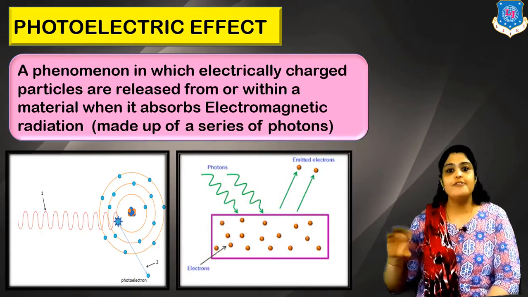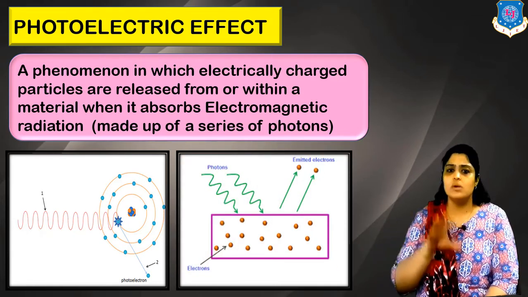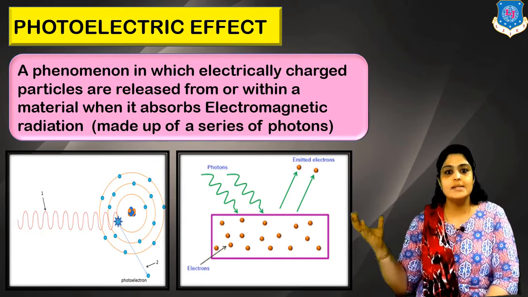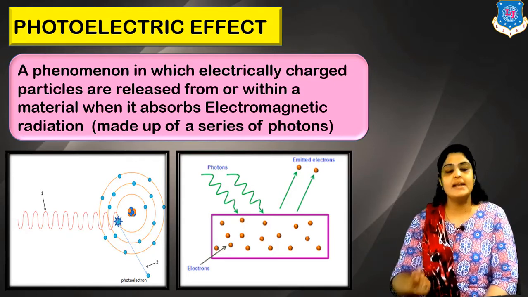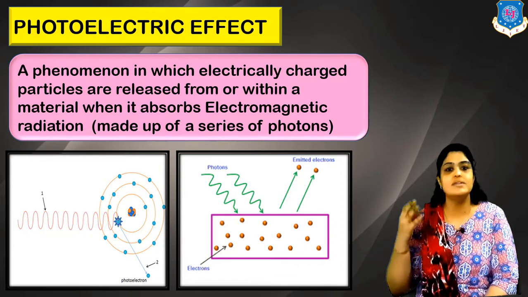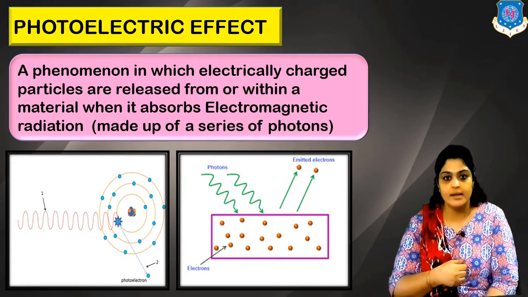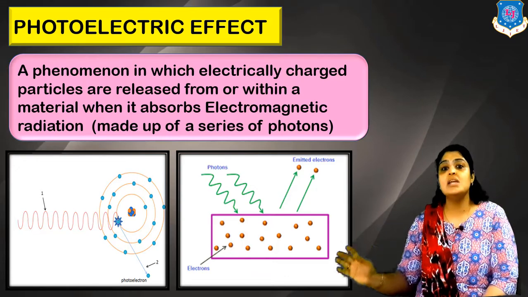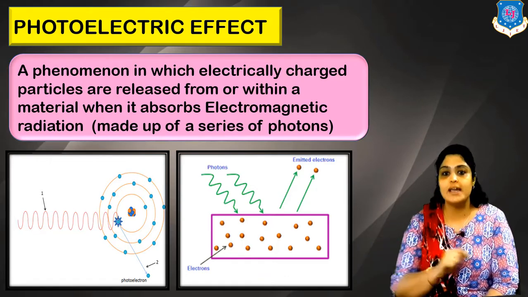Then we have another diagram which also means the same. You can see in this diagram that photons strike a material and electrons are released. Electrons are nothing but electrically charged particles. So this is basically the meaning of the photoelectric effect.